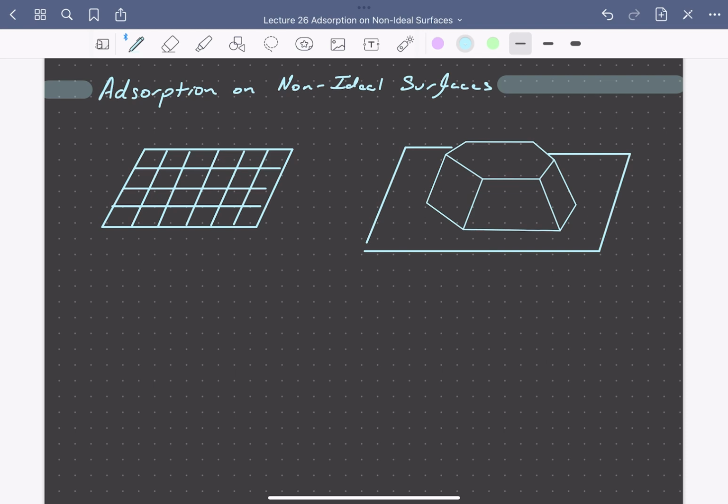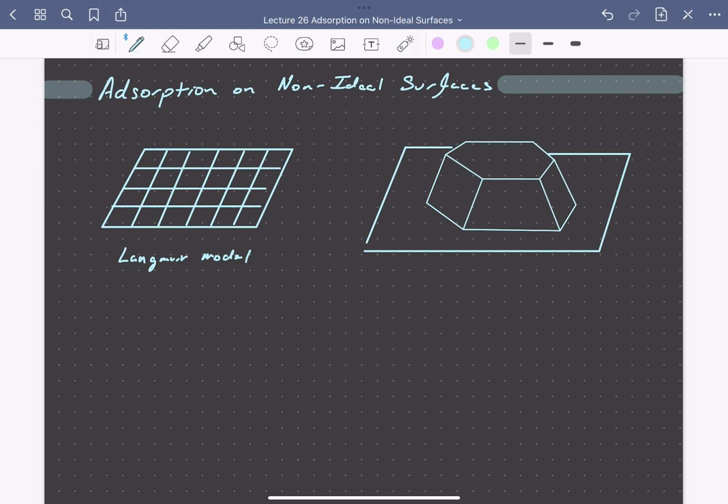In the Langmuir model, we assumed that catalytic surfaces were made up of identical non-interacting sites. So our catalytic surface might look something like this, where we have a fixed number of sites that are all identical and all don't interact with one another. In reality, we know that this is not the case.